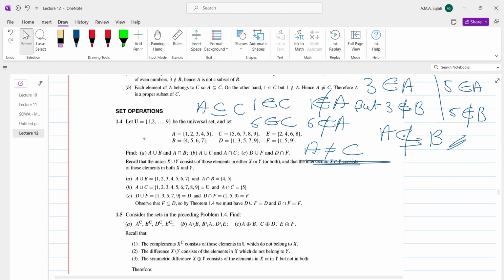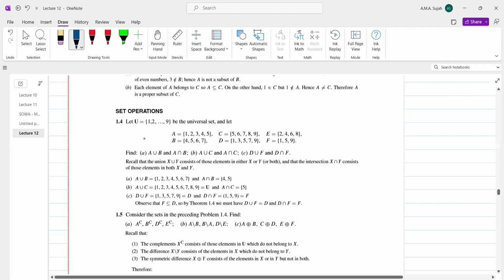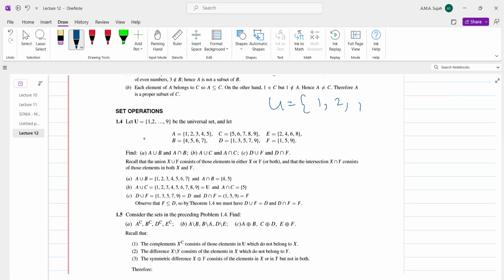Okay, now this is related to set operations. This is the last question I will explain. As homework, you can do all the things and please let me know by next class if you have any confusion on any questions. So now they are giving a set U. U is a set of 9 elements, 1, 2, 3 until 9. That is a universal set.